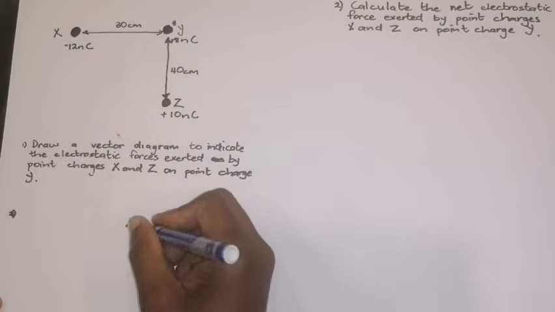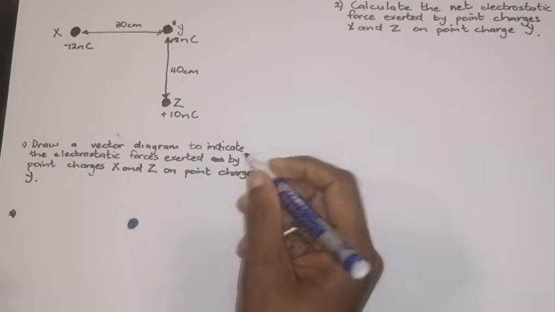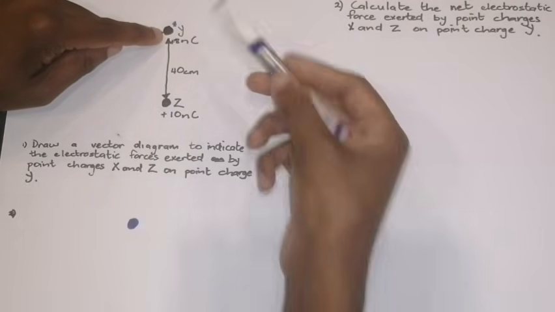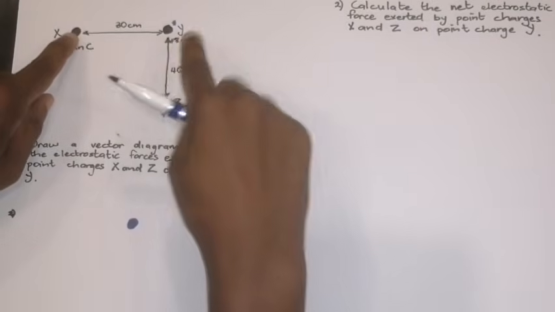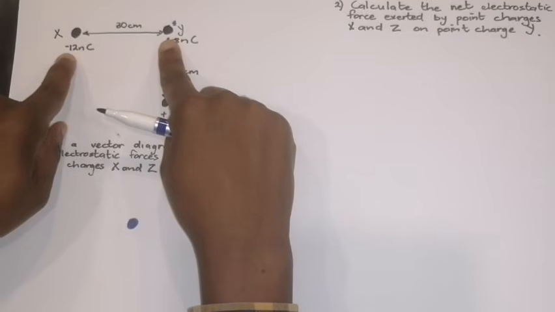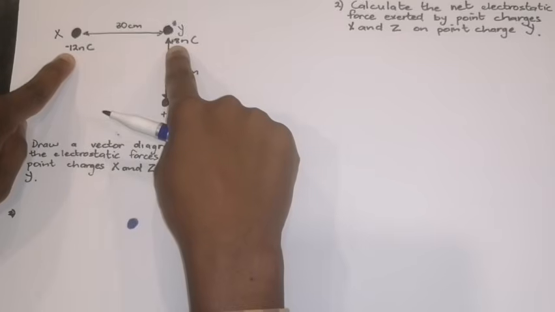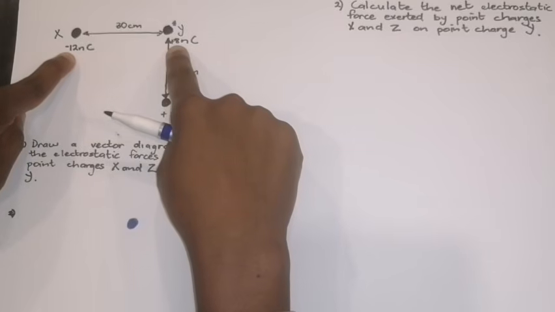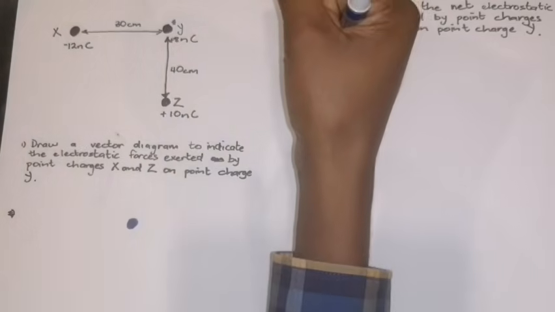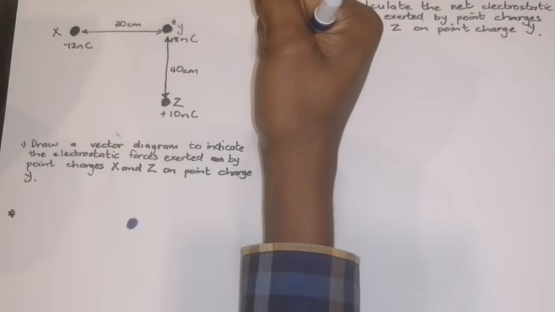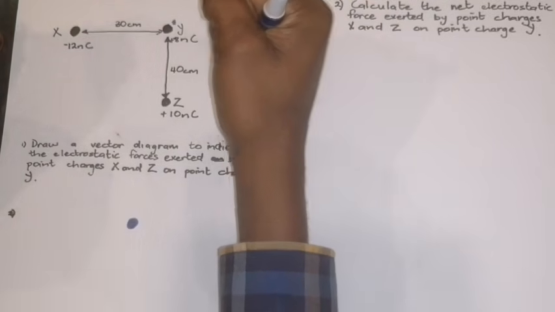I'm going to draw a dot there showing my free body diagram or vector diagram. I ask myself what type of force exists between X and Y. X is negative and Y is positively charged, so we know that unlike charges attract each other. X and Y will attract each other, pulling each other closer. But we are focusing on Y.